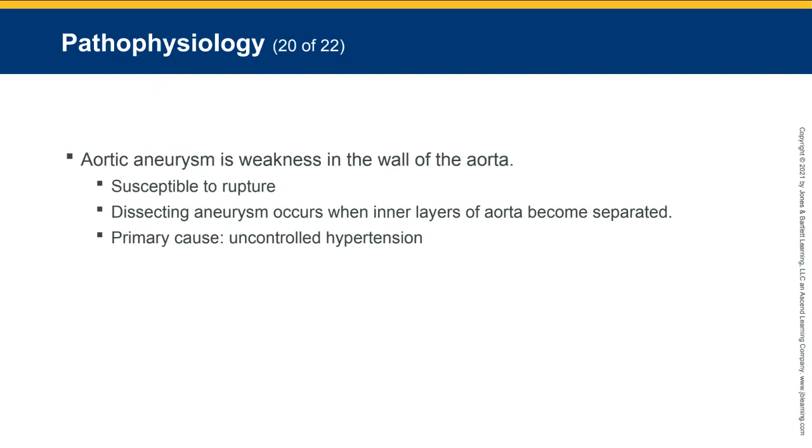With that weak area, two things can occur. It can rupture, or the walls can start to split or dissect. So two things can happen when they have an aneurysm. The aneurysm can rupture, the weak point can rupture, or the wall can start splitting in two, or dissecting.